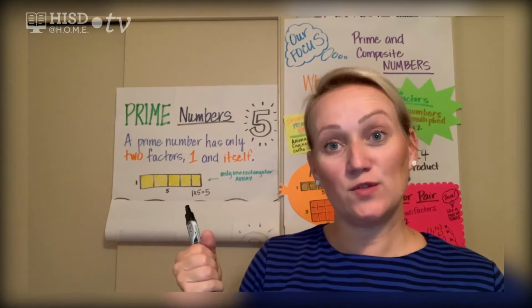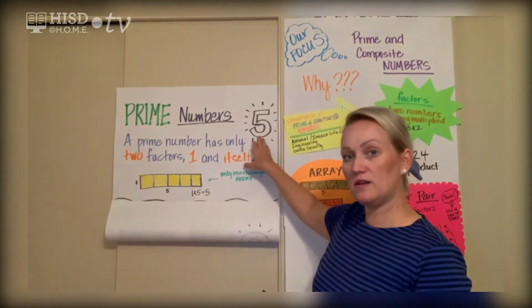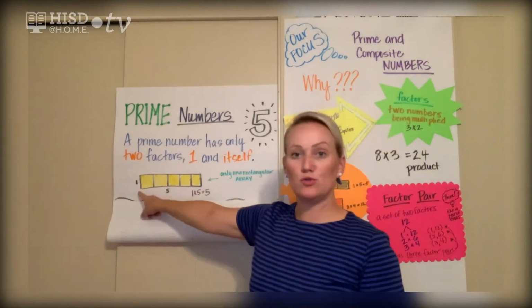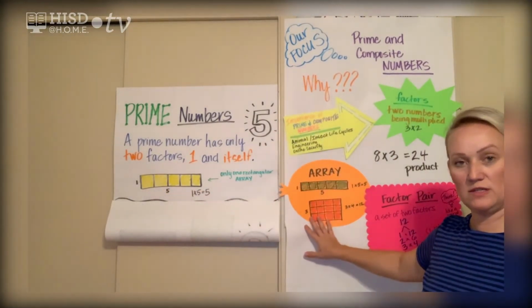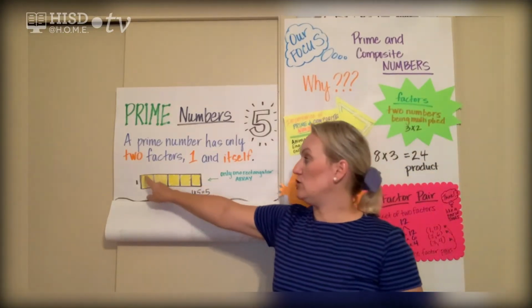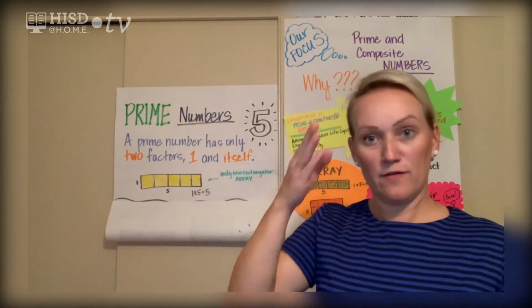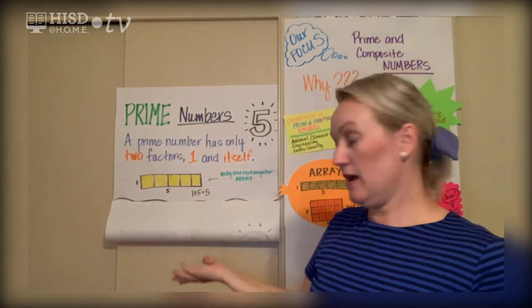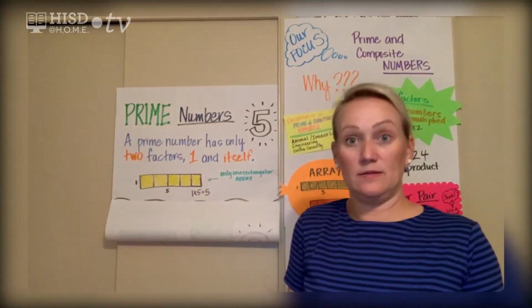So in our case, we're using the number 5. Look right here, this is our example. So I drew an array. Remember the array? The graphical representation of the number with the length and the width. So I drew 1 row times 5 columns. And the yellow pieces are 1, 2, 3, 4, 5. And that is 1 times itself.